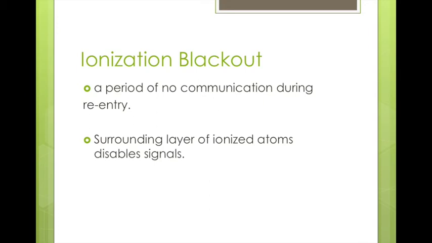Another issue associated with safe re-entry is ionization blackout. Ionization blackout is a period of no communication with a spacecraft due to a surrounding layer of ionized atoms. This layer of ions is formed by the extreme amount of heat generated during re-entry. Lots of kinetic energy is converted into thermal energy. This layer of ionized atoms reflects all electromagnetic signals from the spacecraft. Therefore, the communication is cut off.